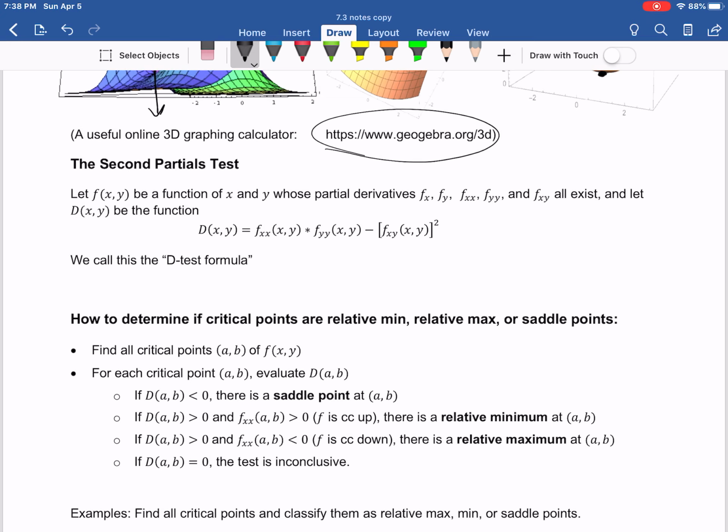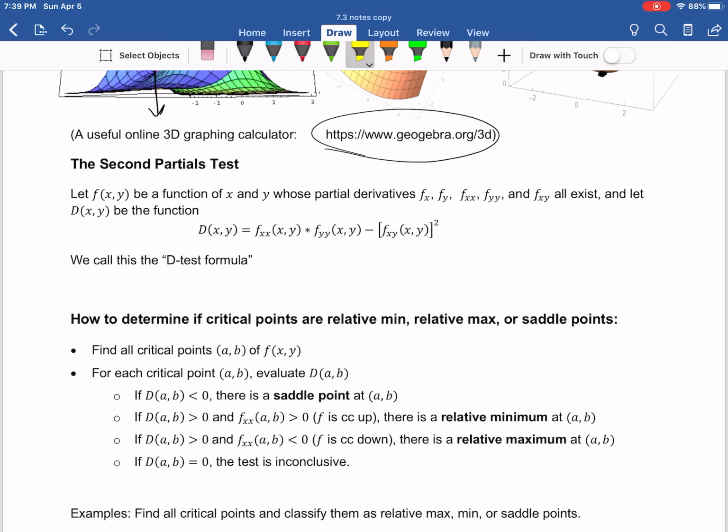Okay, so once you find your critical points, you have to determine if they are maximum, minimum, or neither in the case of a saddle point. And so in order to do that, we're going to use what's called the second partials test. The second partials test is where you compute partial derivatives of your function that you're maximizing or minimizing, including second partial derivatives as well. And then you put things together in a way to form what we call the D-test formula.